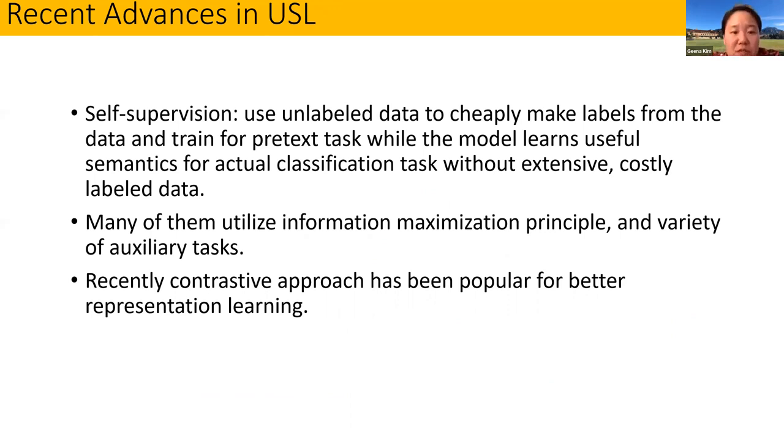Another idea would be playing with the loss function, to maximize some information, mutual information. It's a little mathematical, so I will skip it, but those kinds of studies are also very useful to make unsupervised learning techniques more helpful when the labels are limited. And the contrastive approach, which we'll talk about briefly later, is one of them. So these three different approaches in unsupervised learning are becoming more popular and useful.